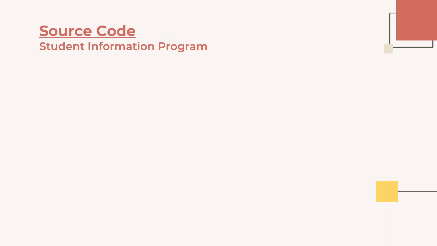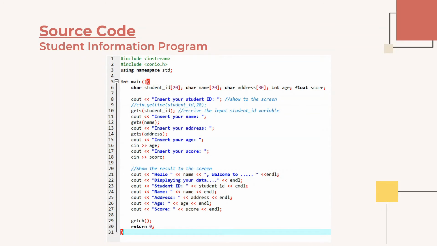Then I will show you an example of implementing input-output operations in C++. We can create a program that is used to receive input from a student with the data: student ID, name, age, address, and score. This program starts with the include iostream header and then using namespace std. We can also use include conio.h.